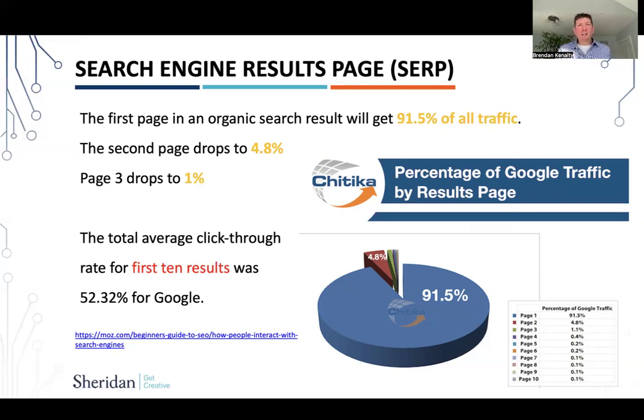So the first page gets 92% of all the traffic. That means that if a search query is put into Google and it shows results, 92% of people just use something on that first page. They may not take the very first listing, but they're going to take something on that first page, right? When you get to the second page, we're down to 5%, third page, 1%. So you see not much traffic goes beyond the first page.